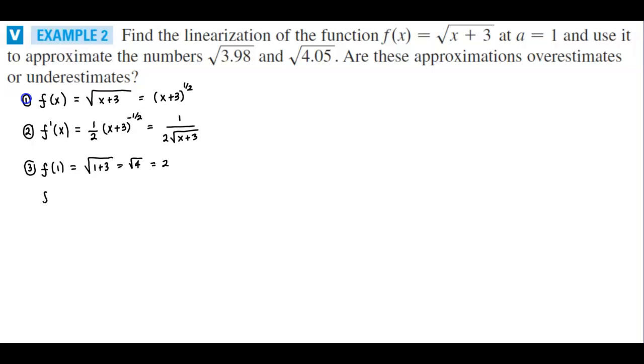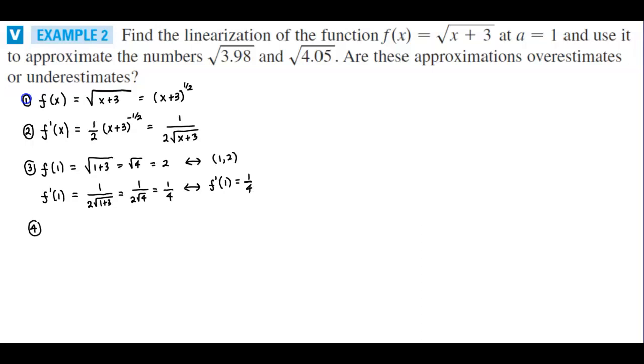And then we want to find f prime of 1, so we're going to plug 1 into the derivative function. So that's going to be 1 over 2 times the square root of 1 plus 3. So that's 1 over 2 times the square root of 4, which gives us 1/4. So what that tells us is that we have our ordered pair at 1 and then 2. And then this tells us that our slope, f prime of 1, is equal to 1/4.